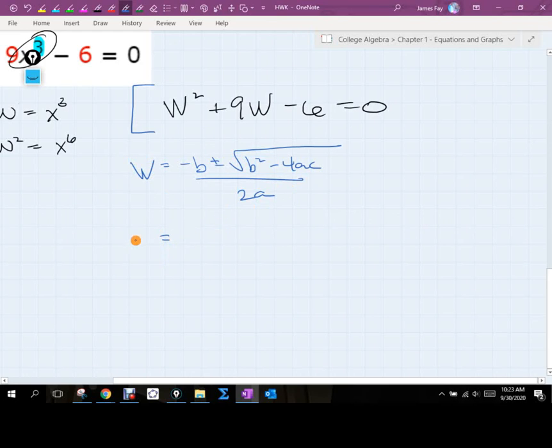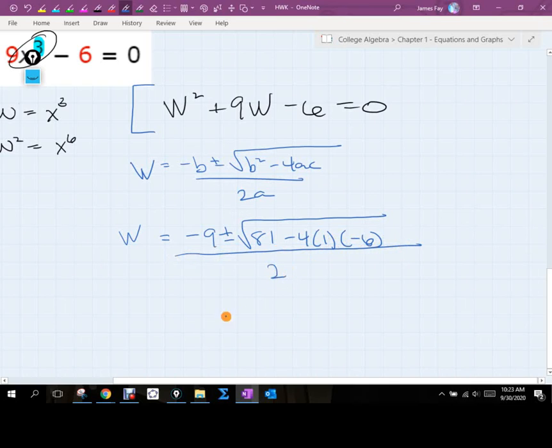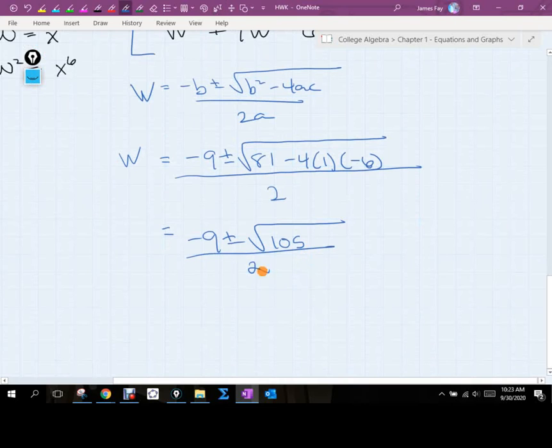And like I said, they don't ask you to do this, but we should be able to. So opposite of b is negative 9, plus or minus then b squared would be 81, minus 4, a is 1, c is negative 6, all over 2a. So it gives me negative 9 plus or minus the square root of, so add 24, right? So is that 105? All over 2. So that's what w is equal to.